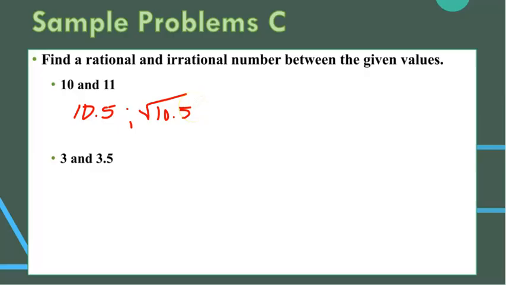Next, I have 3 and then 3.5. So a decimal between that would be 3.25. That's a terminating decimal, and that's rational. And then I could also do the square root of 3.25 as the irrational number. So that is our lesson on irrational numbers.